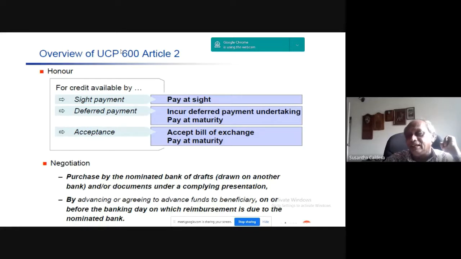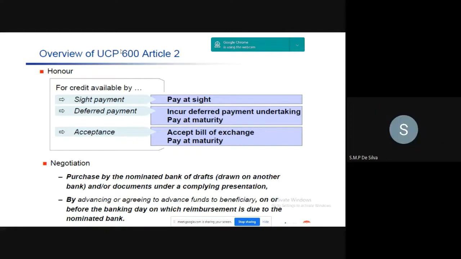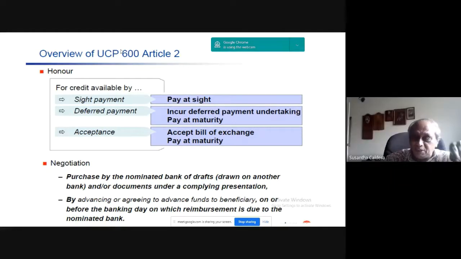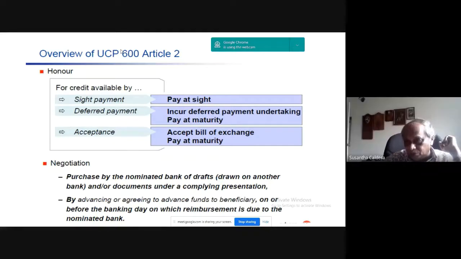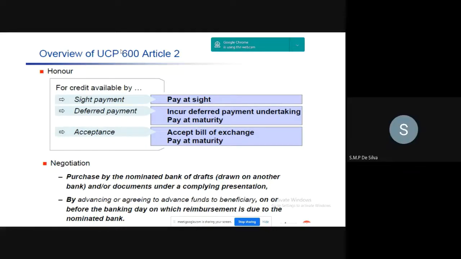Here I am talking without keeping any cash margin, and here we are talking about the beneficiary. About the beneficiary. You got my point?